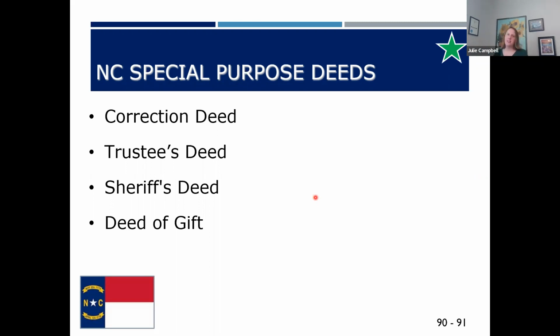A trustee's deed is used in a situation when a trustee, more often than not an attorney, is maybe named in a will. Remember, we talked about trusts at the end of Unit 2. That trustee, that attorney, may have a trustee's deed.